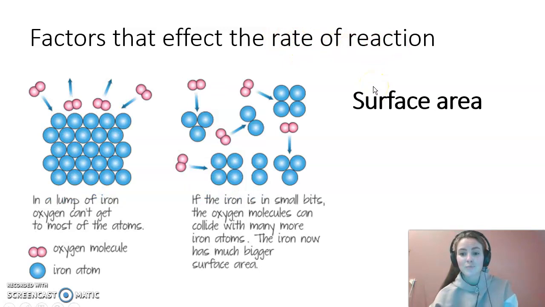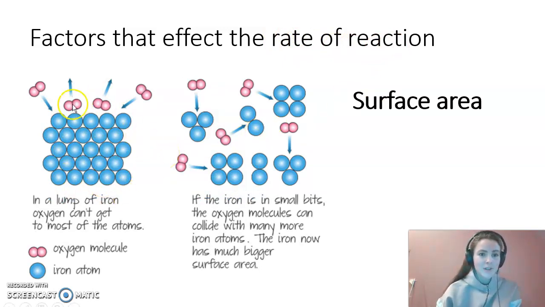The last one, and probably the hardest one to get a grip of, is surface area. If we imagine we have iron, just a clump of iron, now oxygen can only come and react from the top. It can only react on the surface. Oxygen can't go inside here. There is no space for the oxygen to move inside. So this oxygen can never react with this one.